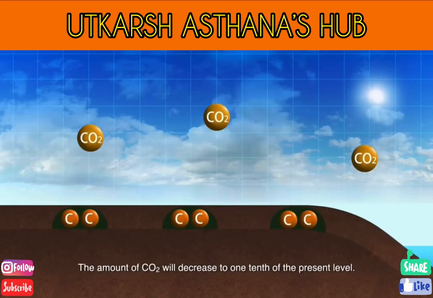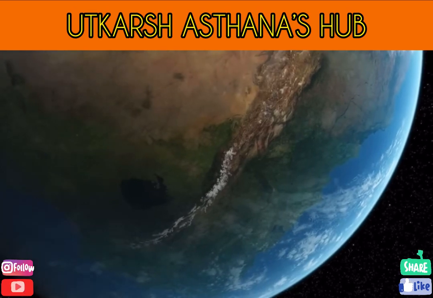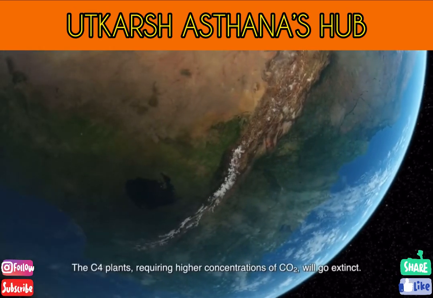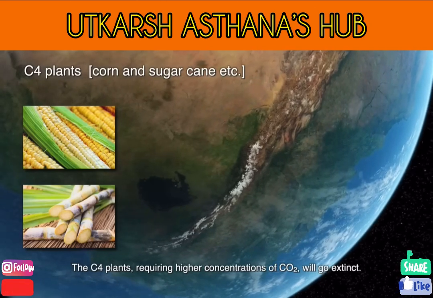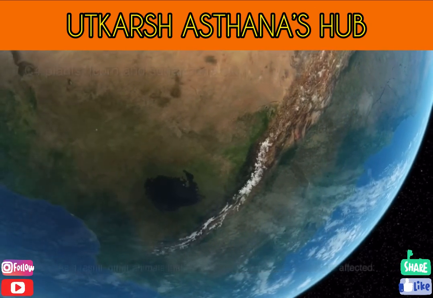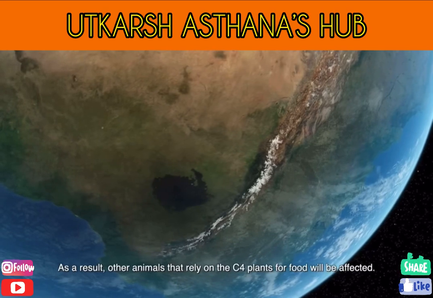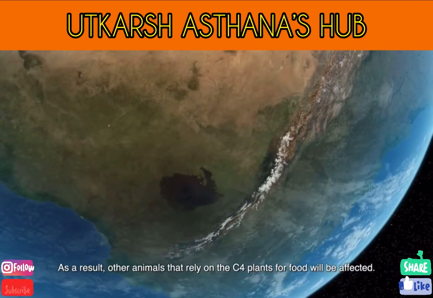The amount of CO2 will decrease to 1/10 of the present level. The C4 plants requiring higher concentration of CO2 will go extinct. As a result, other animals that rely on the C4 plants for food will be affected.